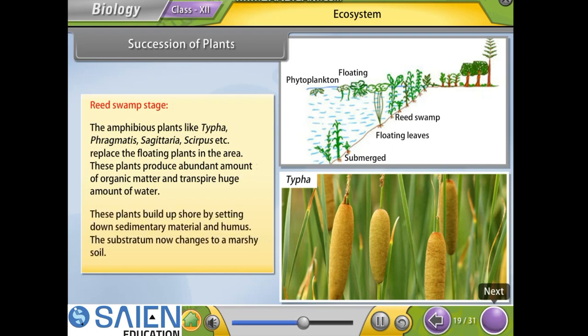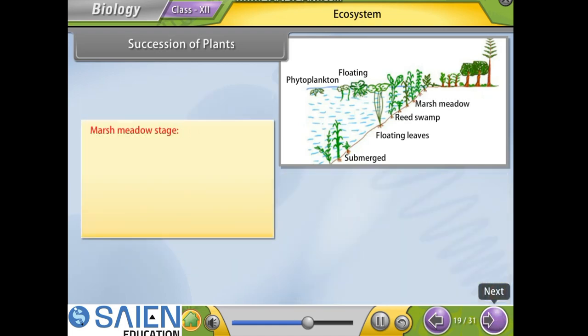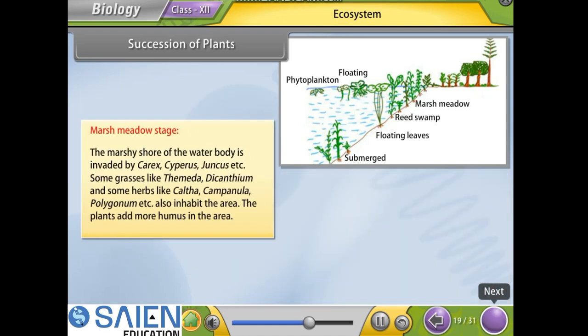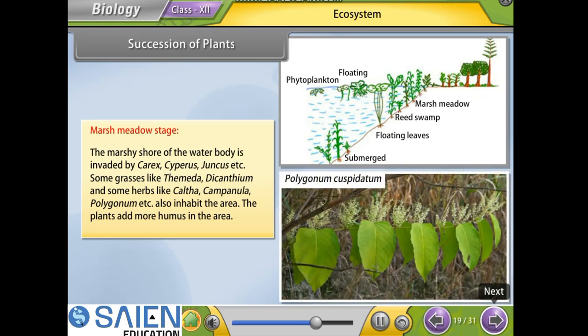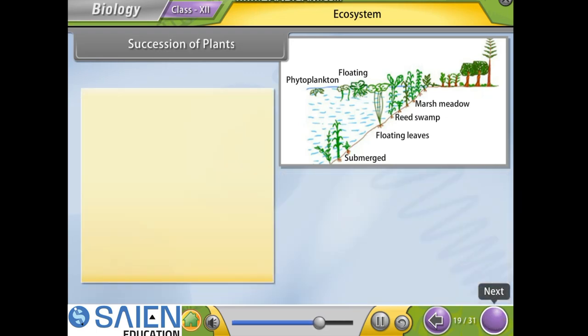These plants build up shore by setting down sedimentary material and humus. The substratum now changes to a marshy soil. Marsh meadow stage. The marshy shore of the water body is invaded by Carex, Cyperus, Juncus, etc. Some grasses like Themeda, Decanthium, and some herbs like Caltha, Campanula, Polygonum, etc. also inhabit the area. The plants add more humus in the area.